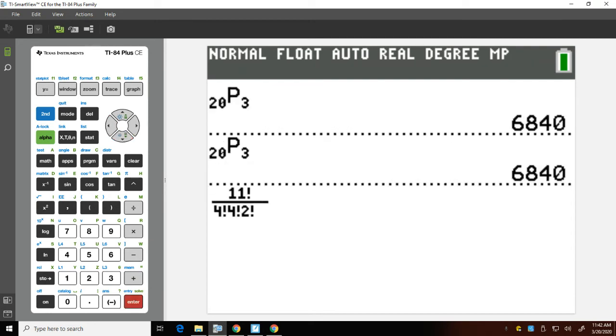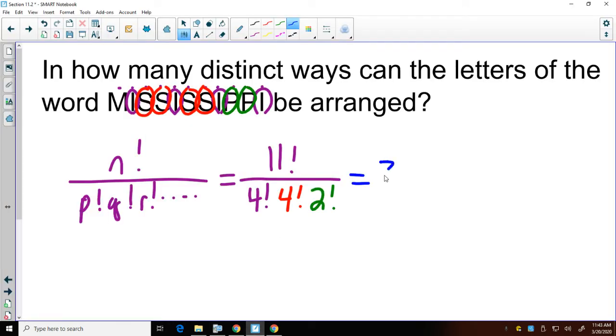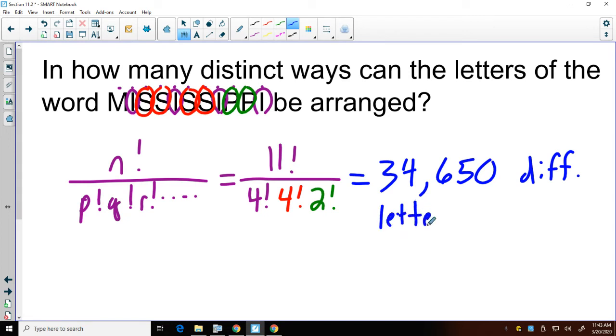And there you go. If I scroll to the side, that's exactly what it looked like in the Smart Notebook page I had a moment ago. All I got to do is hit enter. That's how many ways we can rearrange those letters into distinct patterns. 34,650 different letter arrangements.